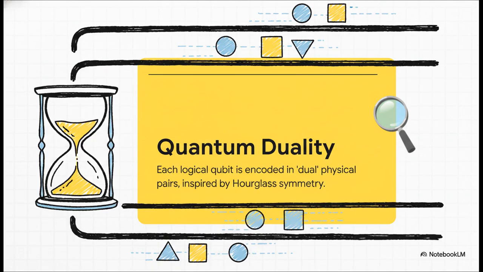And the final pillar is something called quantum duality. Using that perfect symmetry of the hourglass shape we talked about, every single piece of logical information is encoded across two symmetric rails. The easiest way to think about it is like giving every bit of data a perfect twin for backup. It provides this built-in redundancy that just slashes the error rate.